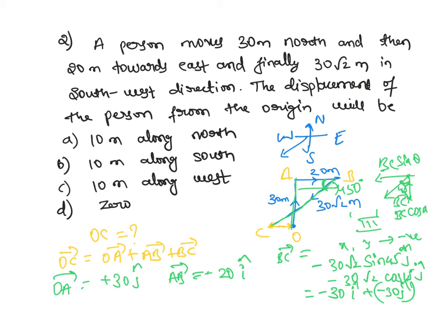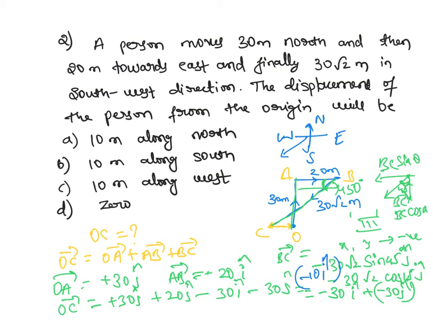Now add them all. The OC vector is equal to OA, which is plus 30 j cap, plus AB, which is plus 20 j cap, plus BC, which is minus 30 i cap minus 30 j cap. So in this one you will get it as minus 10 i cap. The final answer is minus 10 i cap.